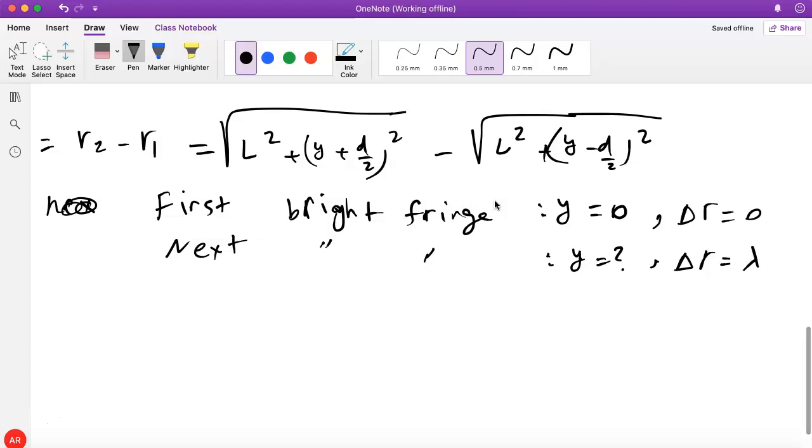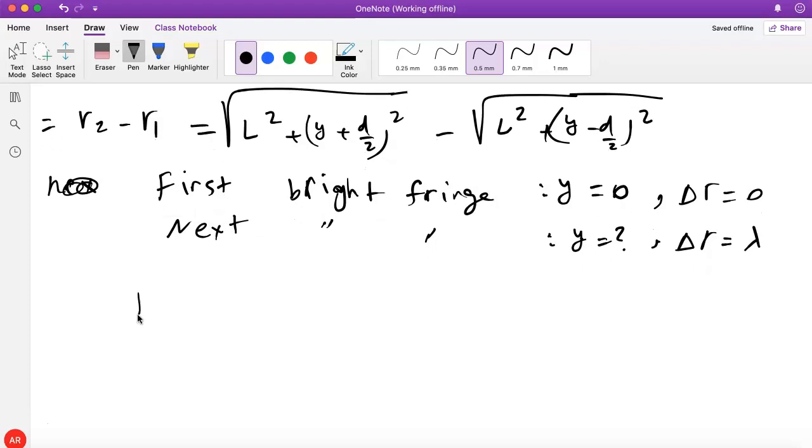Now, what I want to do is consider the limit of L very large. So L is much larger than D and Y. Let's assume we're interested in that limit. It's just that we've put the screen really far compared to the distance between the sources, between the two slits, and we don't look too far from the central line compared to L. So L is really a large length scale in the problem that's larger than everything else.